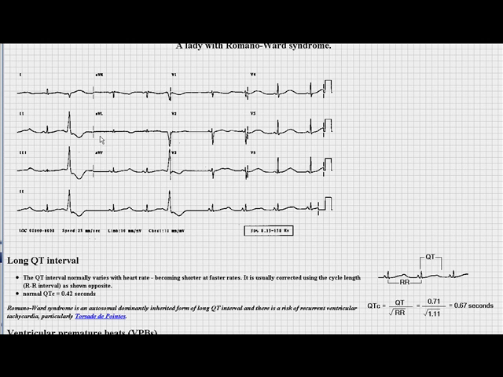Let's go to this lead 2. So this is PQRS, and we have to wait all the way out here until we get to the T. Or maybe the better place to look is down here because there's an extended lead 2. We got a PQRS and an extended T.